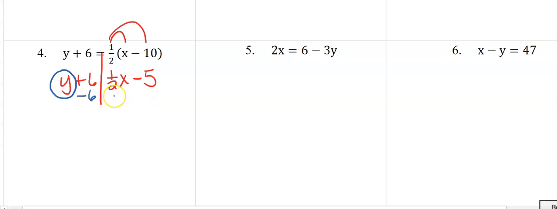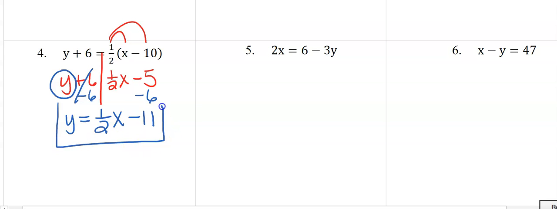-6. Now, is this -6 going to go under the x or the 5? Who does it have the same last name as? The 5. It's like Madonna or Drake. They're just one name. And that is it. Your y is now by itself. These are actually the easiest problems. And remember, you can always multiply in the calculator.